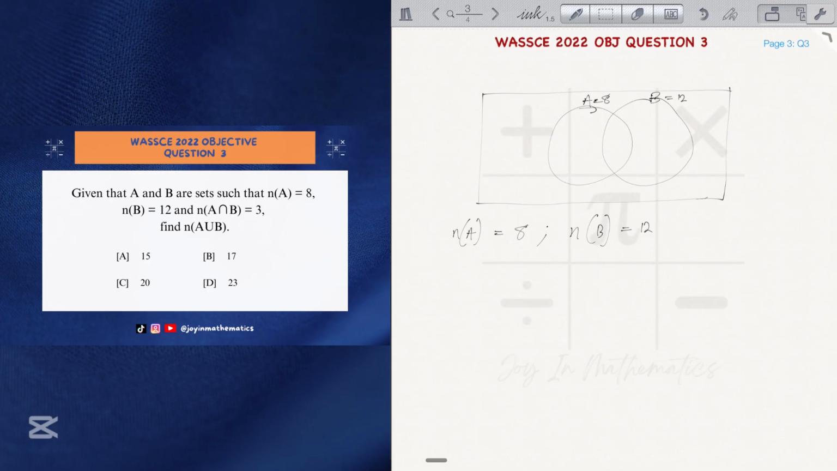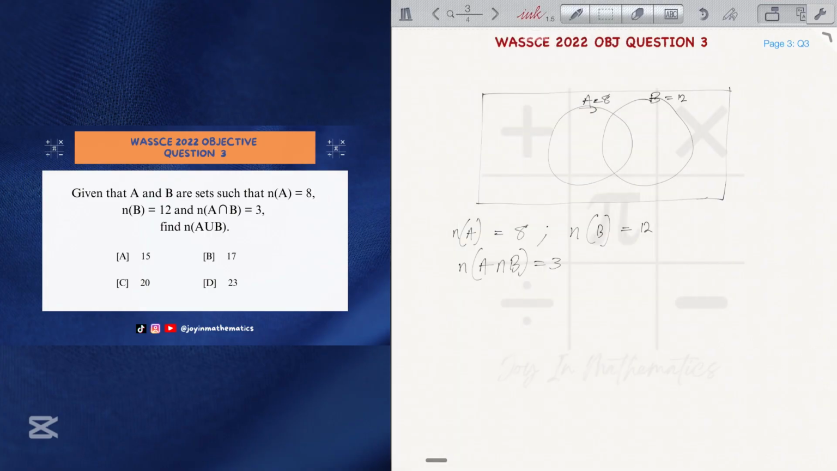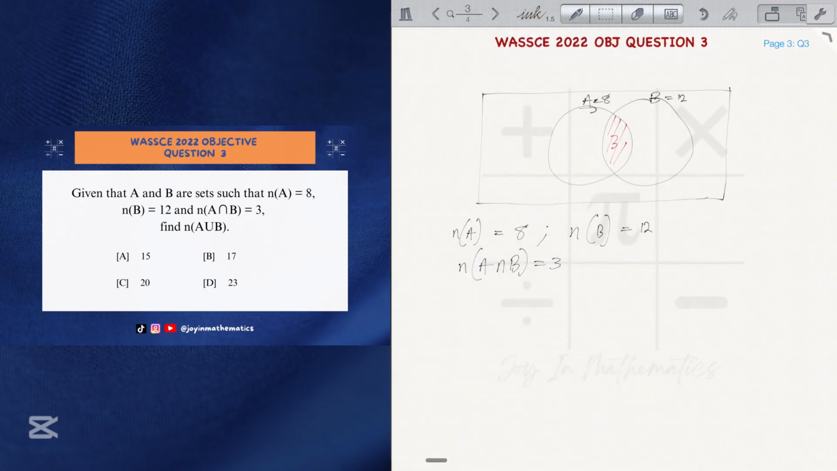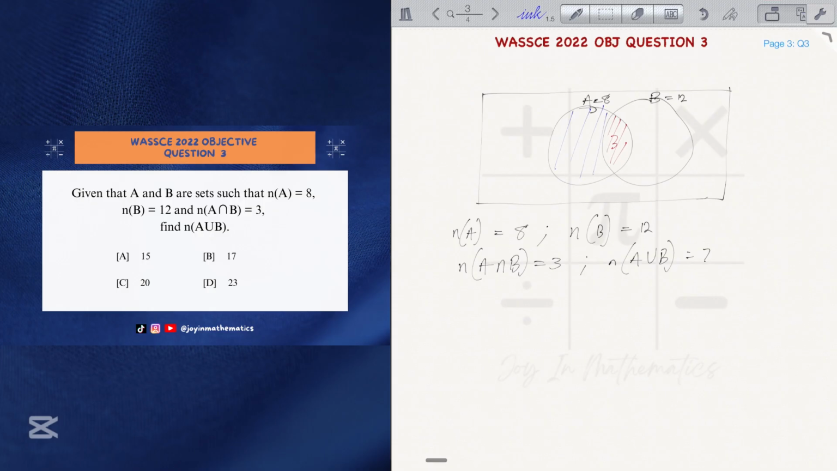Similarly, n of A intersection B is equal to 3. So where is A intersection B in the Venn diagram? It is in this section here. So we are saying the value here is equal to 3. And we now want to know the value of the cardinality of A union B. That means we are looking for the values of everything, including the intersection, combined with the others.